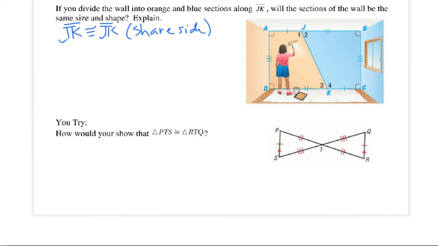Since we've gone through and shown that all parts are going to be congruent, we know that the orange side is going to be congruent to the blue side. So I'd like you to do the same reasoning for this next triangle.